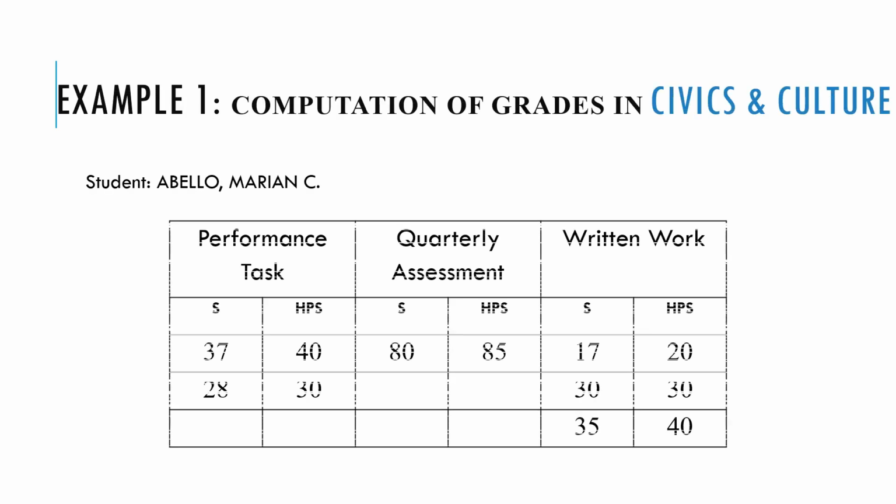Suppose we have an example: computing the grade of Marian C. Abello in Civics and Culture subject. In written work, Abello has 17 out of 20, 30 out of 30, 35 out of 40, and in performance tasks, she has 37 out of 40, 28 out of 30, and in quarterly assessment, she has 80 out of 85. Now, let us proceed to the solution.